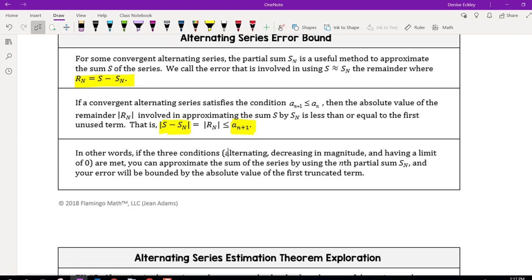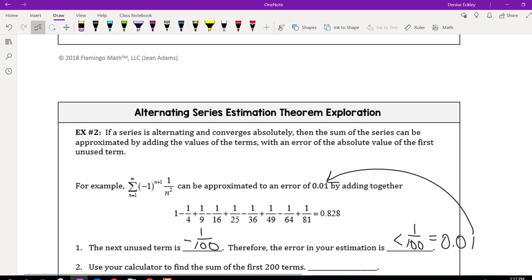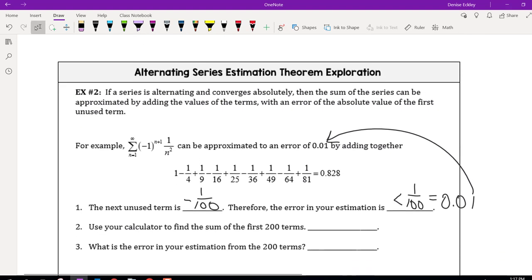Okay, so let's work through some of this. Maybe it'll make a little more sense. I started this a little bit. If an alternating series converges absolutely, and we'll talk more about that in a little bit, then the sum of the series can be approximated by adding the values of the terms with an error of the absolute value of the first unused term.